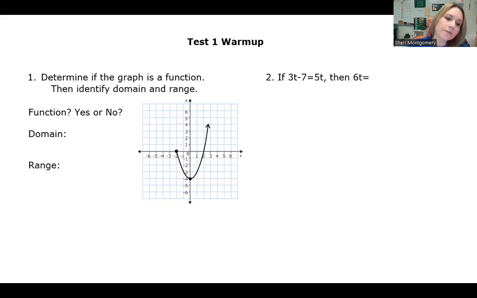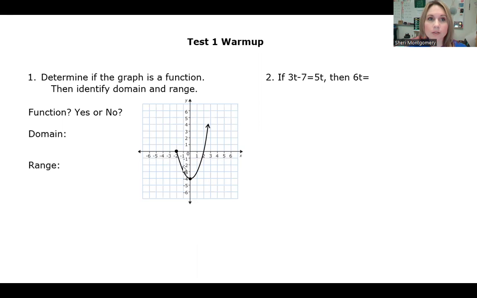All right, so the first question: determine if the graph is a function, then identify the domain and range. What we want to look for to determine if something is a function is we're looking from left to right. Do you have any repeating x values? It also has to pass the vertical line test. This one, if I go to this x, I only have one y value.